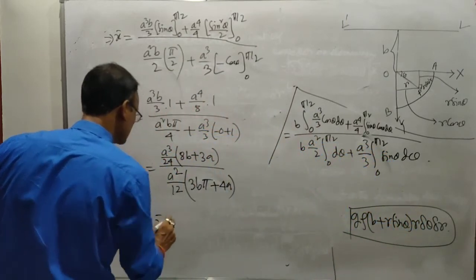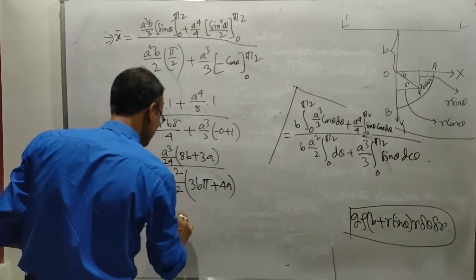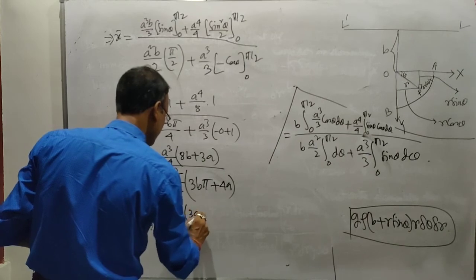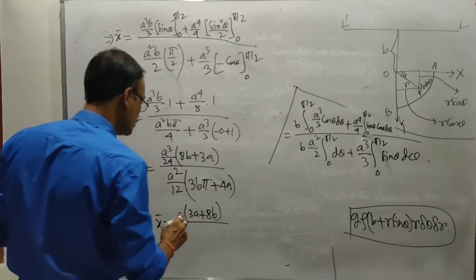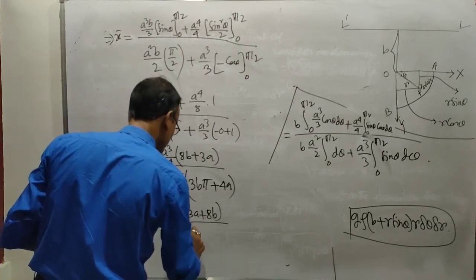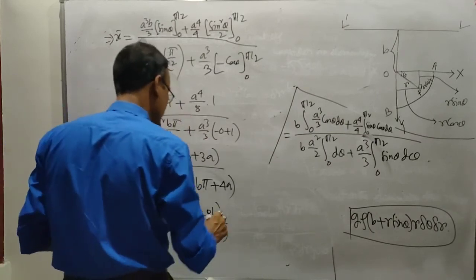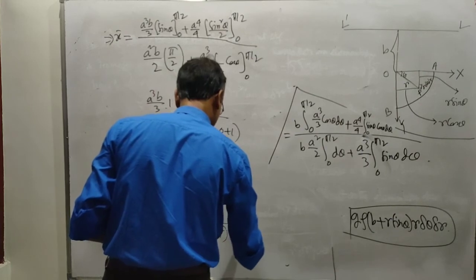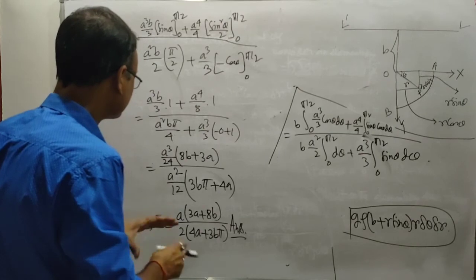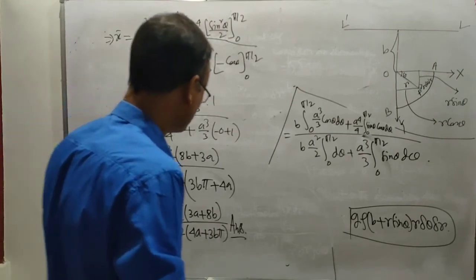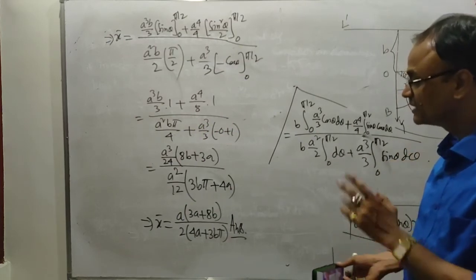This means x bar equal to a by 2. A into thrice a plus 8b, 2 times of 4a plus thrice b pi. X bar is equal to this. One answer we have found. One answer. A into thrice a plus 8b divided by 2 times of 4a plus thrice b pi.